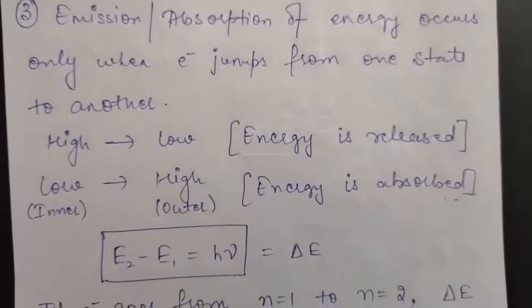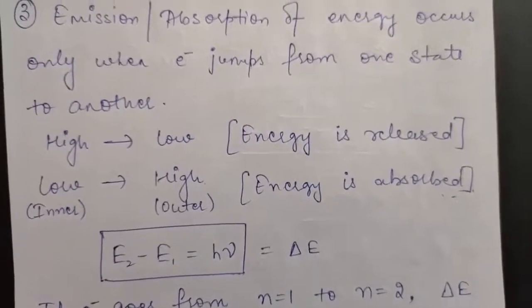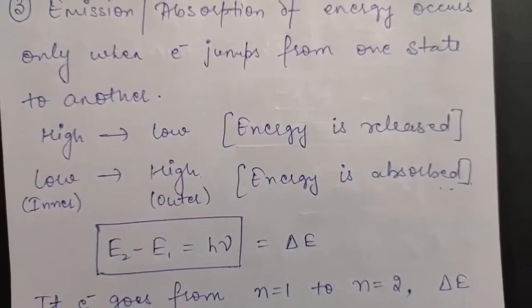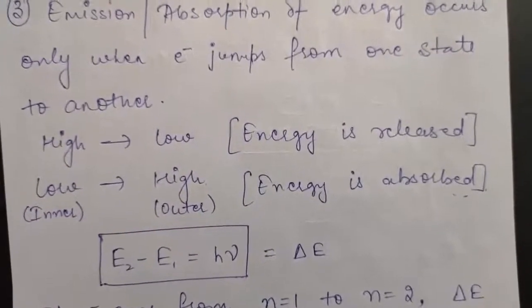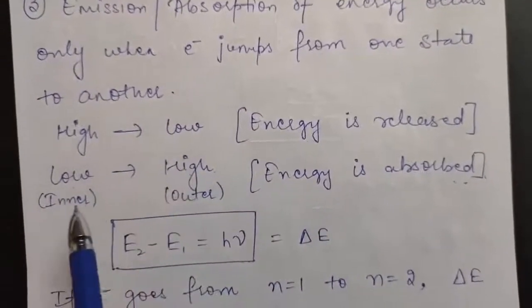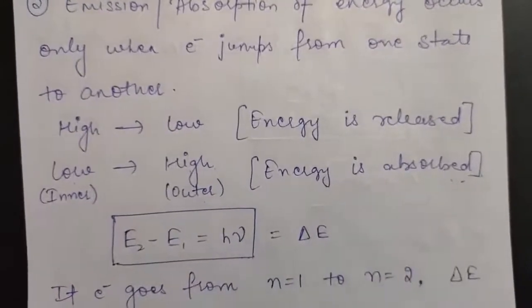See, obviously, if something is going from low to high, that means it has to absorb some energy. Only then will it be able to go from a low state to a high state. Similarly, an electron will be able to go from a low state to a high state, or you can say from an inner state to an outer state, only when it absorbs some energy.